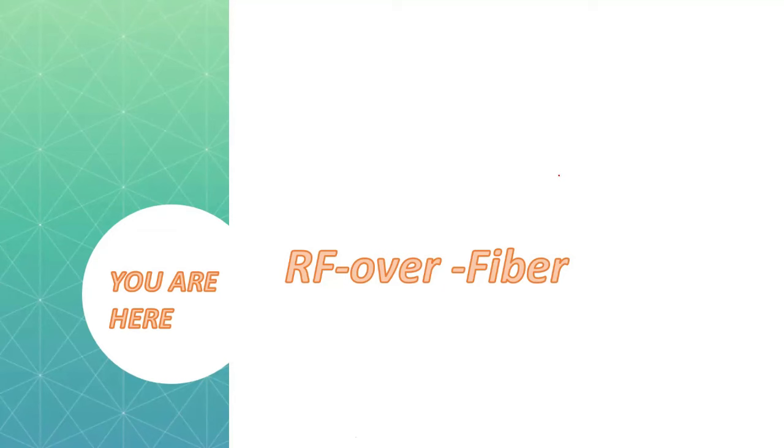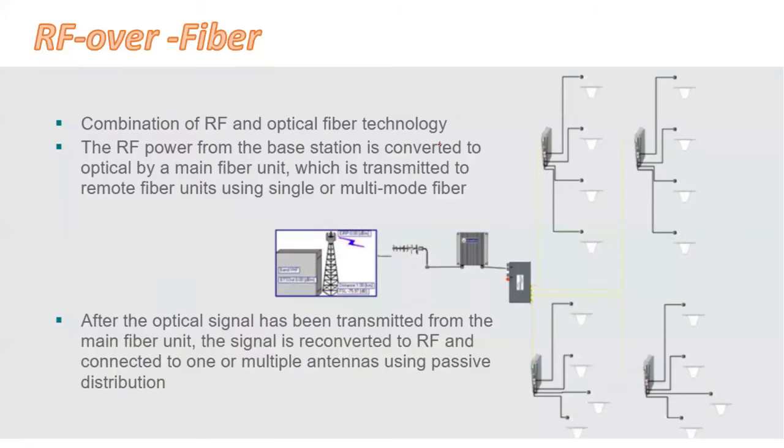So the next topic is RF over fiber. One common type of DAS uses a combination of RF and optical fiber technology. The RF power from the base station is converted to optical by a main fiber unit, which is transmitted to remote fiber units. This is our remote fiber unit. After the signal is transmitted from the main fiber unit, the signal is converted back to RF with the help of this remote unit. This allows very low losses between the two fiber units, and hence the distance between antenna elements at the base unit can be maximized, right? It can be between 2 to 20 kilometers.